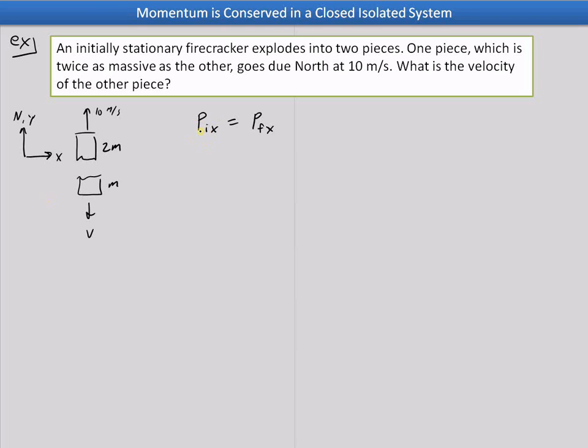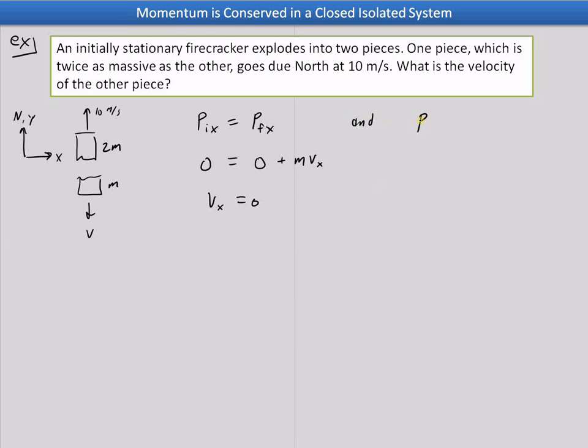So the initial momentum is the unexploded firecracker, which is initially stationary. So m times 0 is 0. The final momentum is going to be the velocity of the two pieces. So we'll actually have two terms here. The first term will do the top piece, which has no x component to its velocity, so its momentum is 0. And then for the second piece, we'd have m times the x component of v. Alright, and this is what tells us then that the x component of v here has to be 0. That's the only self-consistent answer. So just as we expected, the firecracker is not going east or west. Okay, so let's figure out how fast it's going south.